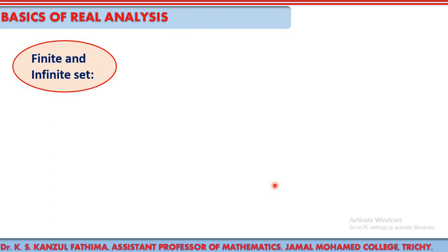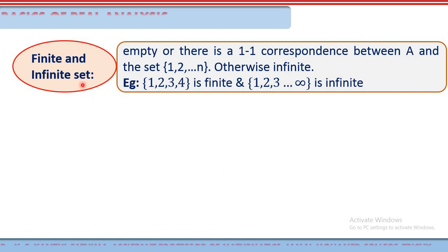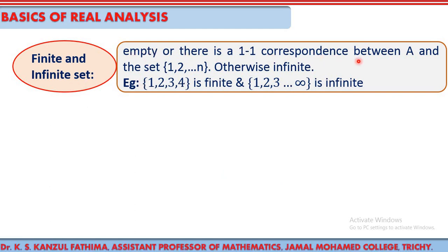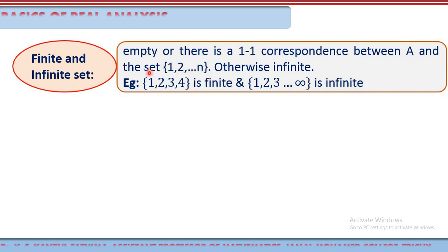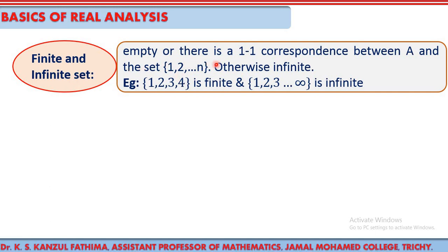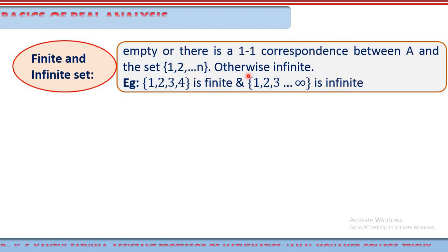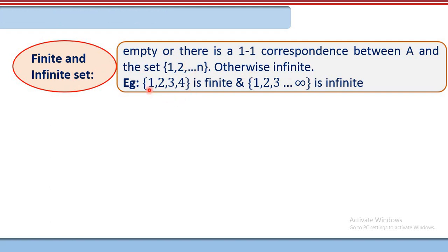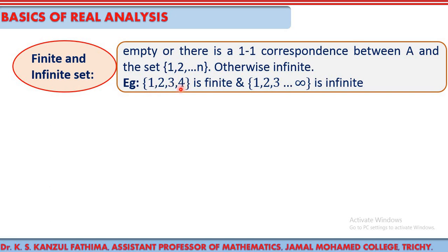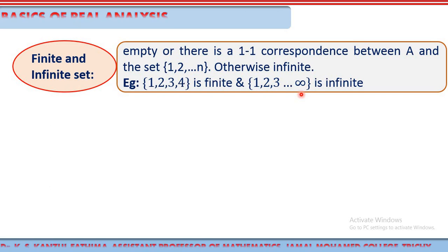Next one is finite and infinite sets. The empty set is said to be finite, or a set is finite if there is a one-to-one correspondence between A and the set {1, 2, ..., n}. That is, if the set contains a finite number of elements, then that set is said to be a finite set, otherwise infinite. For example, the set {1, 2, 3, 4} is a finite set and the set {1, 2, 3, ...} is infinite.